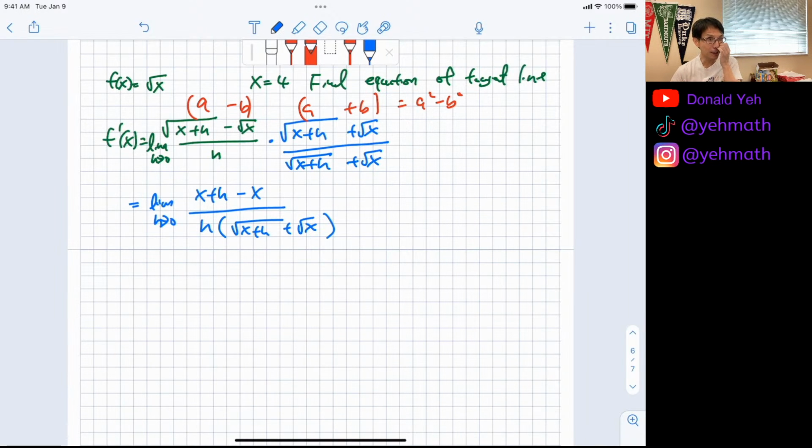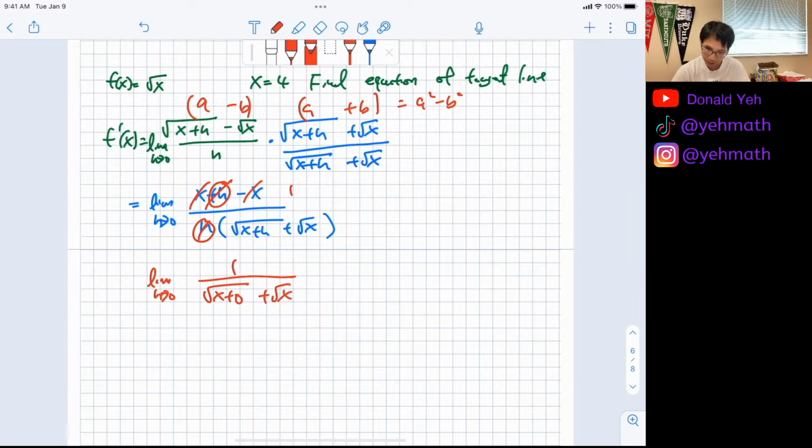Does that make sense? You did this before. You did this yesterday. The x and minus x cancel out. This h here cancels out with this and you write down 1. So the limit as h approaches 0 is going to be 1 over square root of x plus 0 plus square root of x. That's equal to 1 over 2 square root of x. And that's it. That's the derivative.